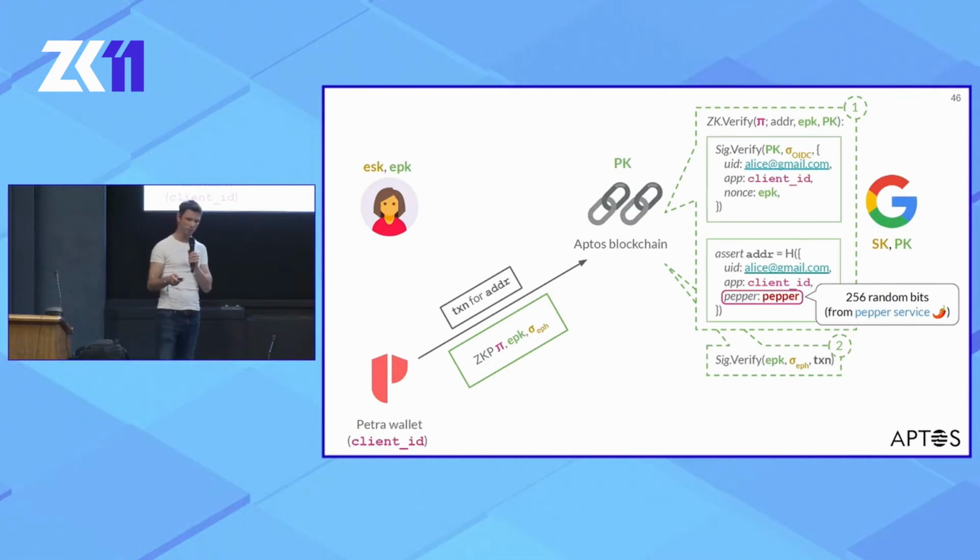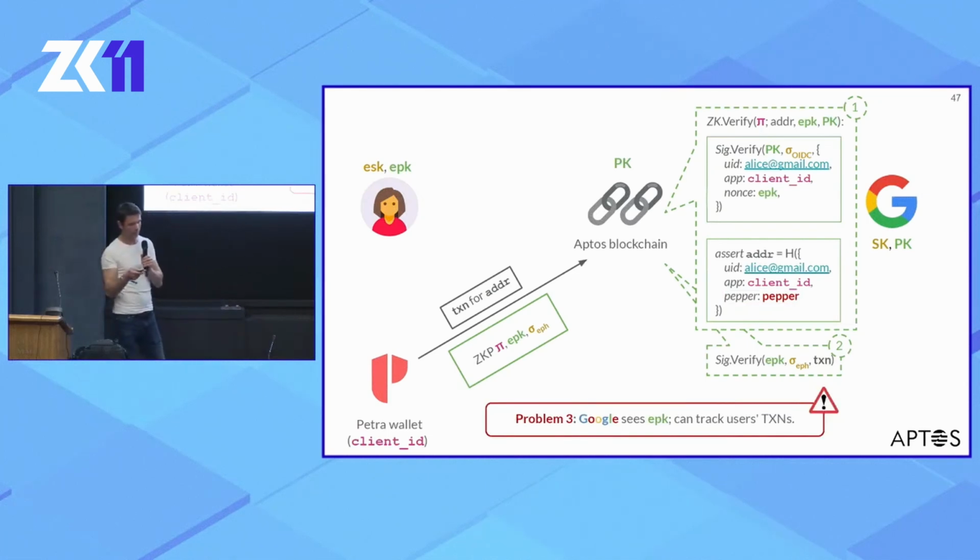And right now, the pepper service is not privacy preserving, but we can actually make it privacy preserving as well. So the pepper service could, in principle, receive a zero-knowledge proof of knowledge of an OIDC signature and a blinded hash of the email address and the client ID, and evaluate the BLS signature over that blinded hash so that it doesn't even learn which user it's computing the pepper for. We haven't done that yet, but that's plans for the future.